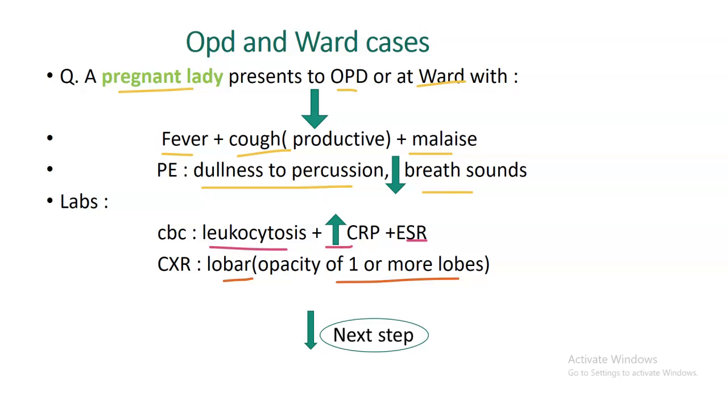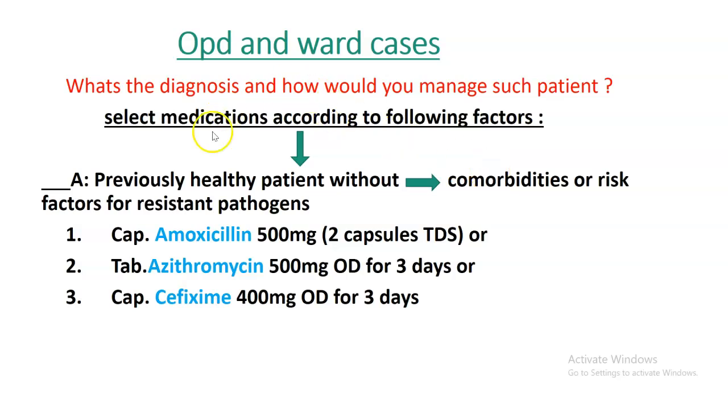So the diagnosis of pneumonia is typically clinical. It means there will be a clinical diagnosis based on the history, physical examination, laboratory findings, and chest X-ray findings. So our next step is, what is the diagnosis and how would you manage such a patient? I told you in the beginning of the series that I will not go into further details, because we are going to treat this patient in OPD. We are not going to treat this patient in the ward, because this is generally a mild presentation of pneumonia.